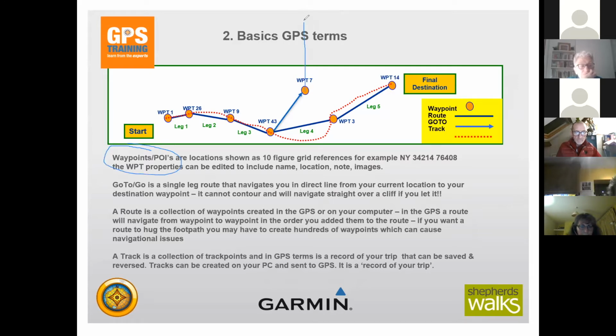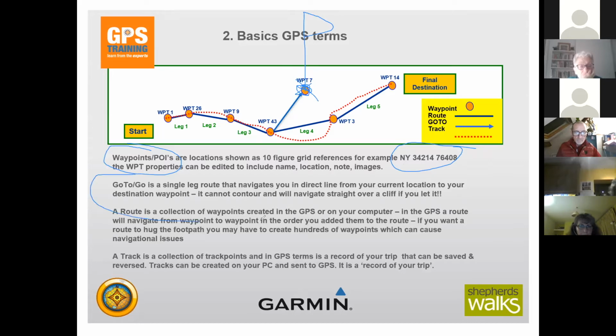In the Garmin world, we call this a waypoint. A waypoint is a fixed point on the ground, either where we are or somewhere we'd like to go to. Really, for us walkers, it's just a 10-figure grid reference, either where we are or somewhere we would like to go to.